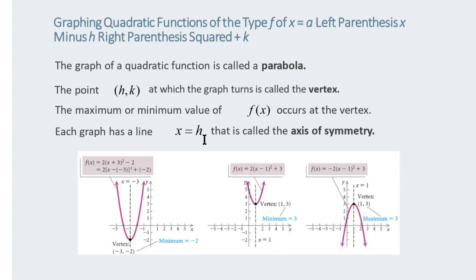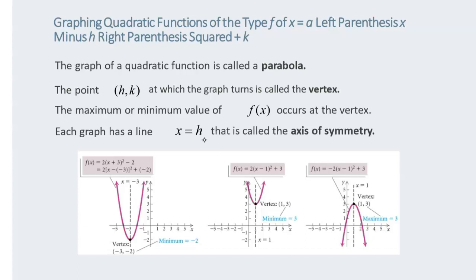The point where the parabola changes from decreasing to increasing, like in the first example, decreasing and then switches to increasing, or increasing to decreasing as in the third picture, that point is called the vertex. We would call it a minimum point in the first and the second case, and we would call it a maximum in the third case. We use the letters h and k to denote the x and the y coordinate of the vertex.